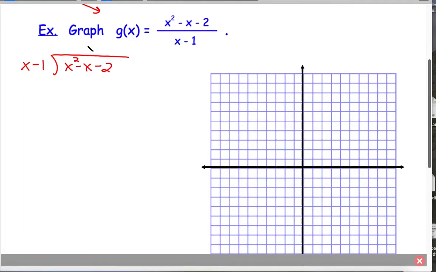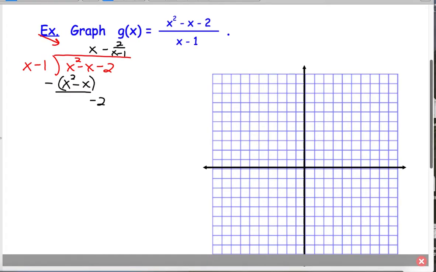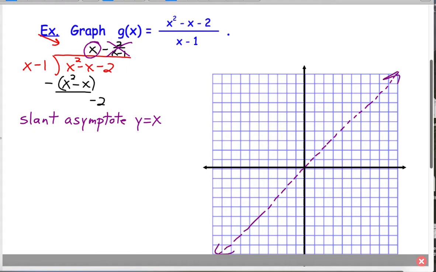What do I multiply x by to get x squared? I multiply by x, and then when I multiply, I get x squared minus x, subtract, 0, so I bring down negative 2, and that's my remainder. So x minus 2 over x minus 1. So it turns out, if we throw out the remainder, because remember, we're talking about as x gets really big, this fraction is getting really small, almost 0. And so what we're left with is just this part. Let's go purple. It turns out that we have a slant asymptote, and it's going to be this value after we throw out the remainder. So y equals x is going to be a slant asymptote.